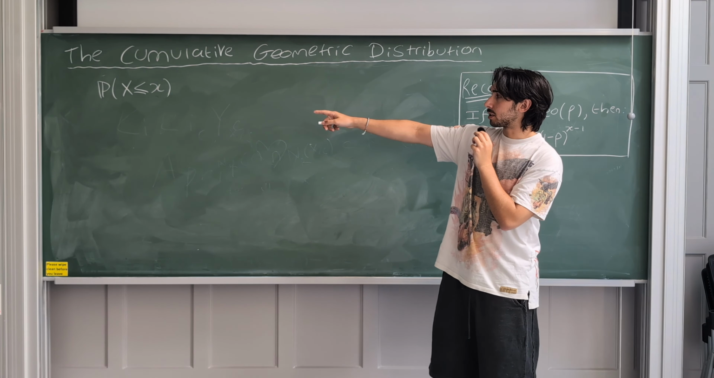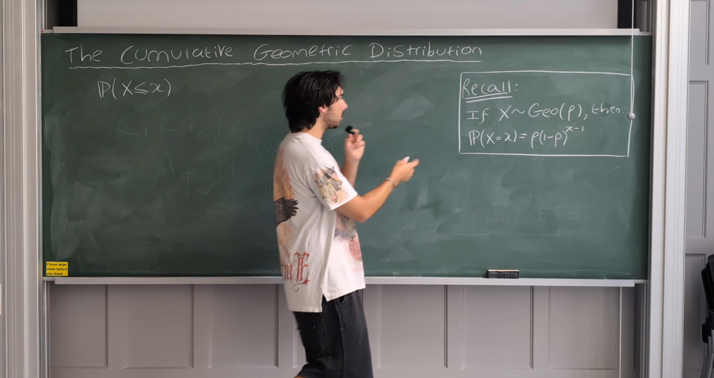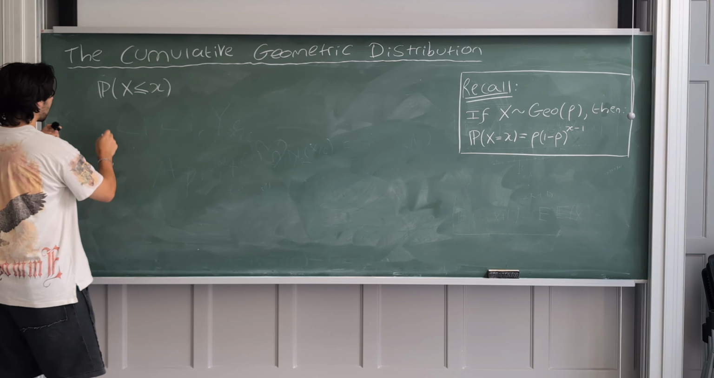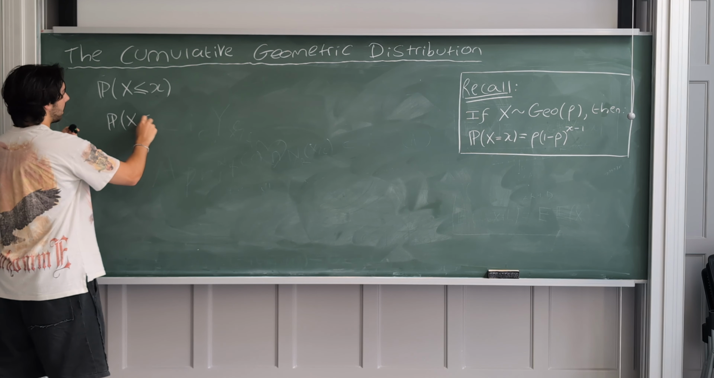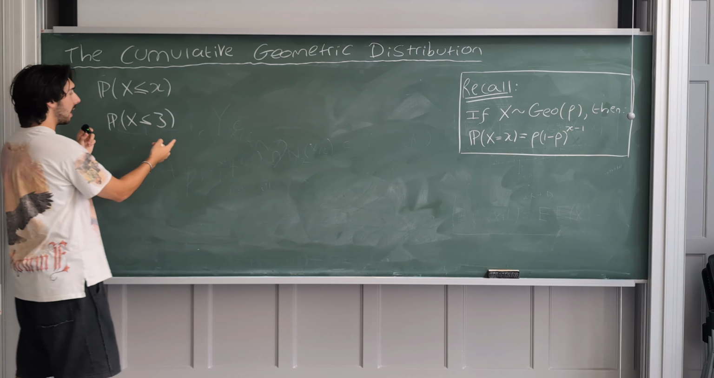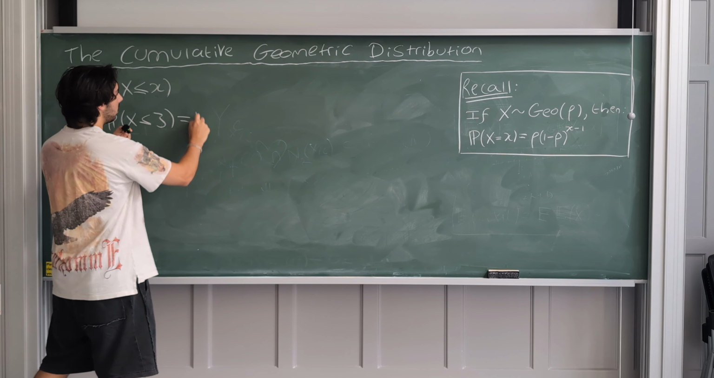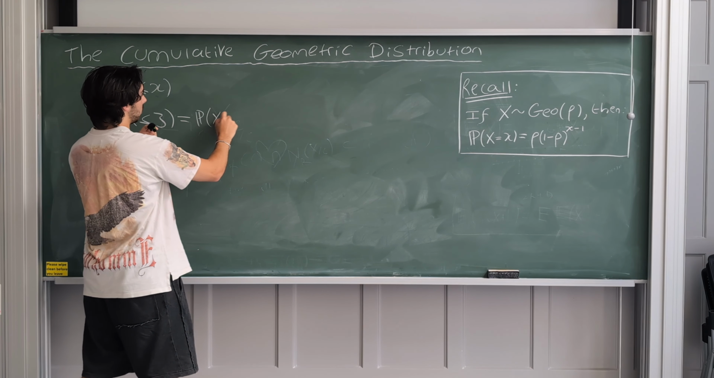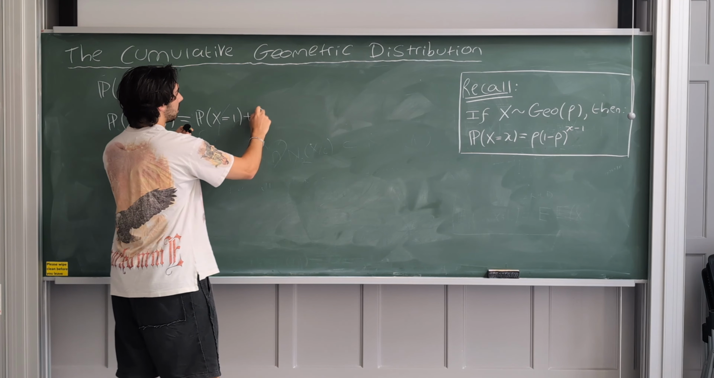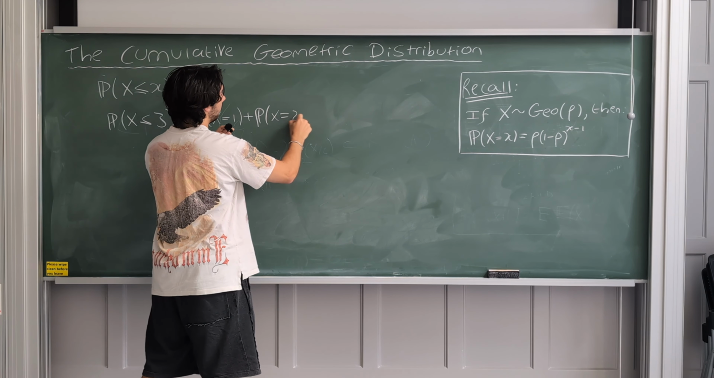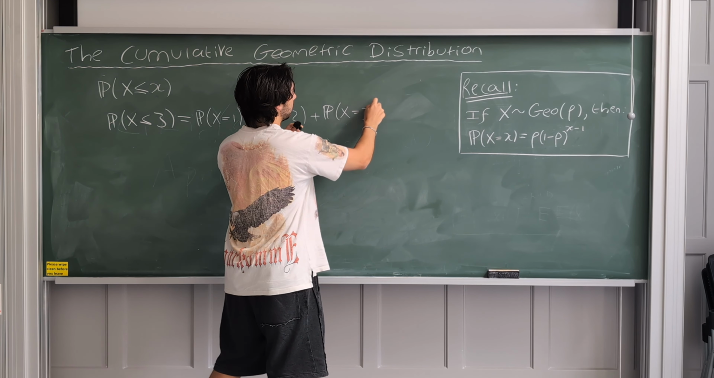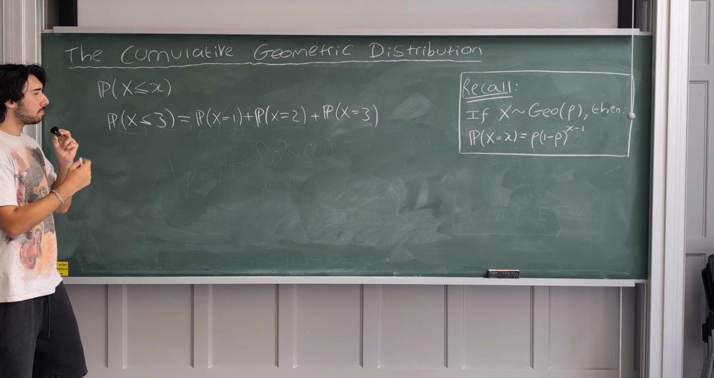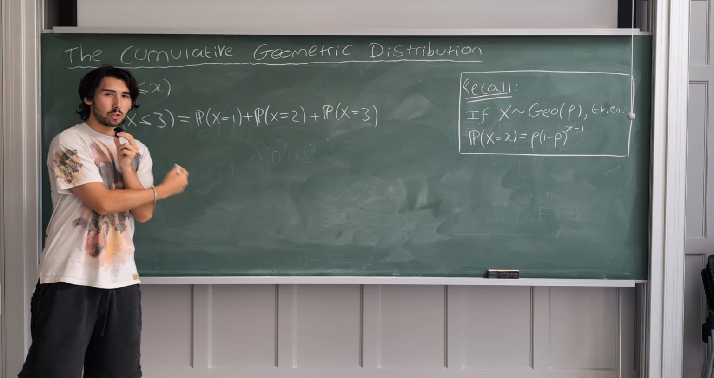Now, if little x is small enough, you could just brute force it because you could just work them all out. So for example, let's say we wanted to work out in a given situation the probability that x is less than or equal to 3 or something like that. Technically, you could say, well, this is just the probability that x is 1 plus the probability that x is 2 plus the probability that x is 3, right? Like technically you can do that, and that's basically a simpler version of what we're going to do.